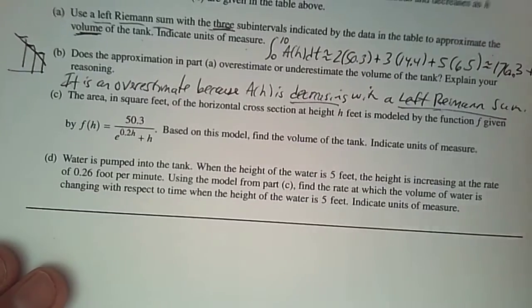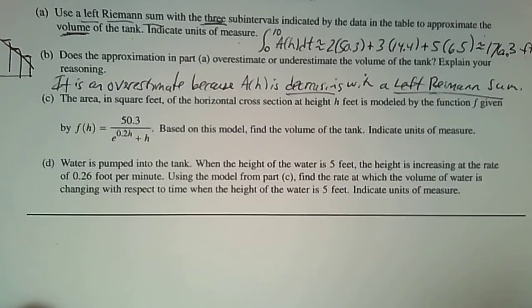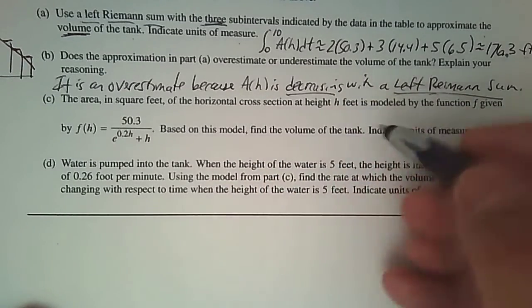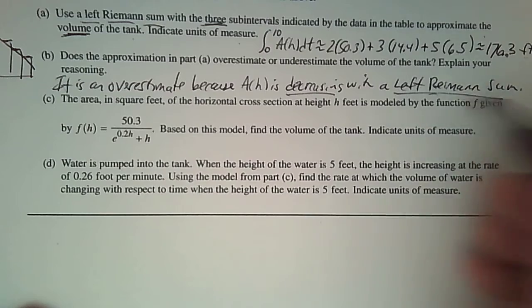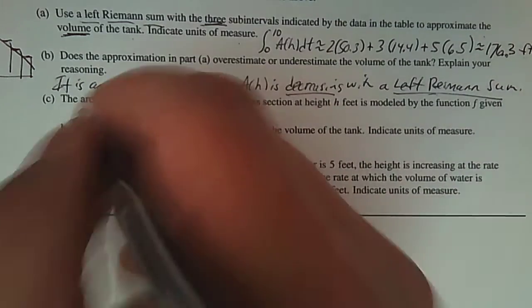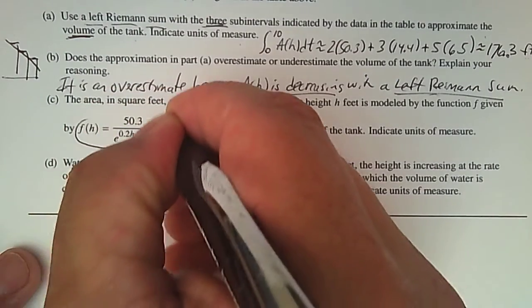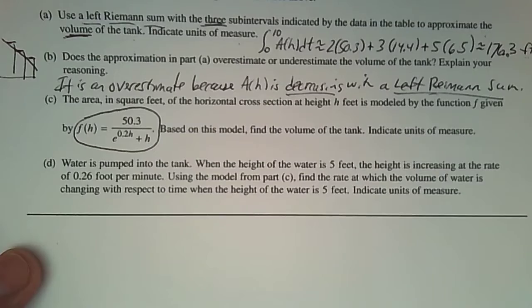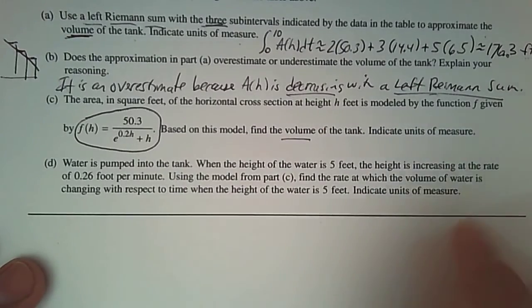All right, part C. The area in square feet of the horizontal cross sections at height h feet is modeled by this function. So we have a function that models what the horizontal cross-section area is. Based on this model, find the volume of the tank and indicate.